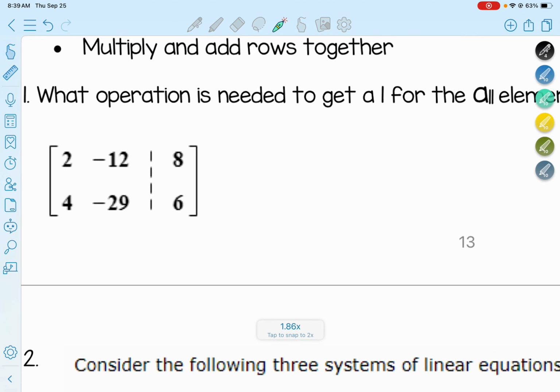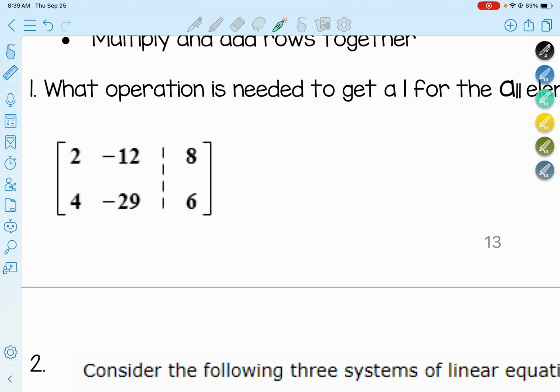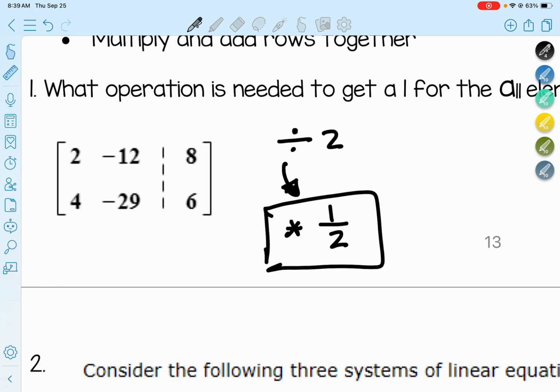So if we are looking at this matrix right here, if I wanted to change 2 into 1, we would typically say, oh, that means I can divide it by 2. But I want us to not think that way just for the next couple of days while we go over this. What I want you to think of is that this is the same thing as multiplying by the reciprocal. So instead of saying we're going to divide by 2, I'm going to say instead that we are going to multiply by the reciprocal of 2, which is 1/2. And that's how we want to think about this.